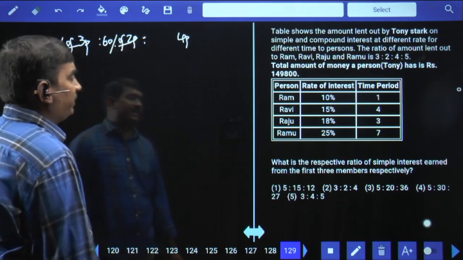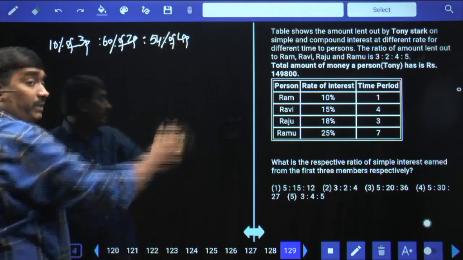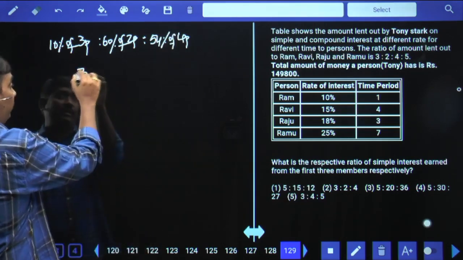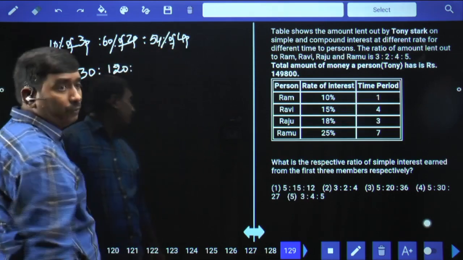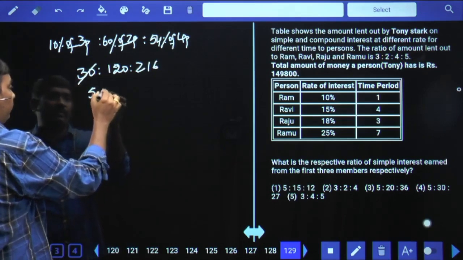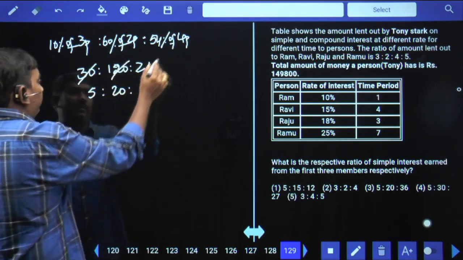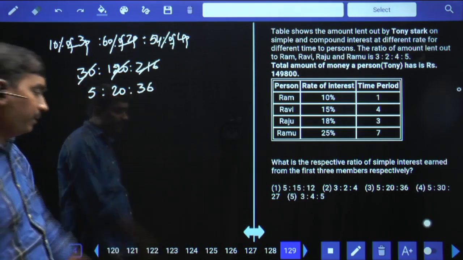And Raju 18% for 3 years, 54% of 4 parts. We just need to find the ratio of all these three. 10 threes are 30, 60 twos are 120, and 54 fours are 216. 6 times 5, 6 times 20, 6 times 36. 5 is to 20 is to 36. Third option is your answer.